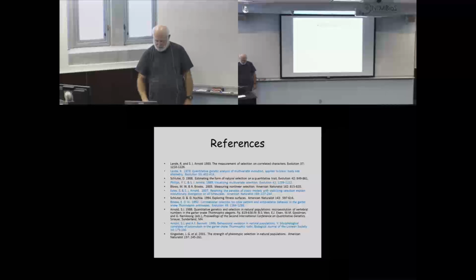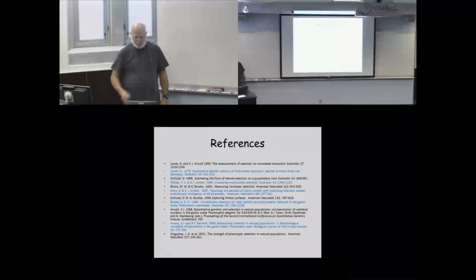And then there are a whole series of references here. Here's Schluter. Here's the Blows and Brooks article that talks about surface. Here's Schluter doing cubic splines in 1 trait, 2 traits. Here's a garter snake example. Here's another garter snake example. Do I have Brody here? That's too bad. And then here's Kingsolver et al., which is one of those survey papers.